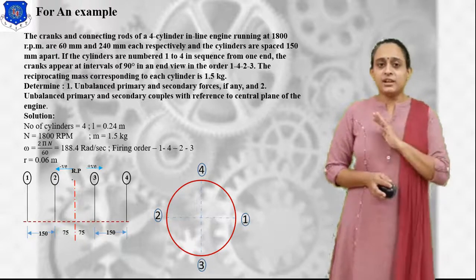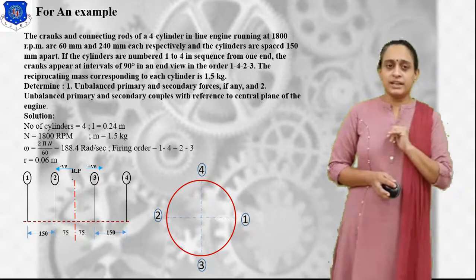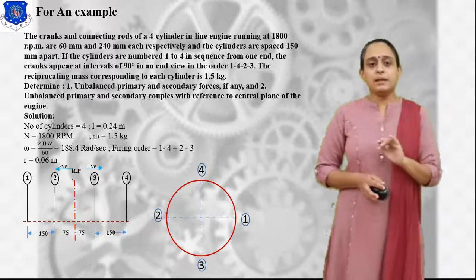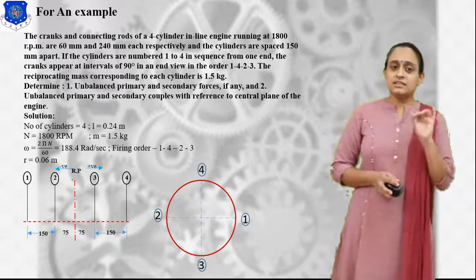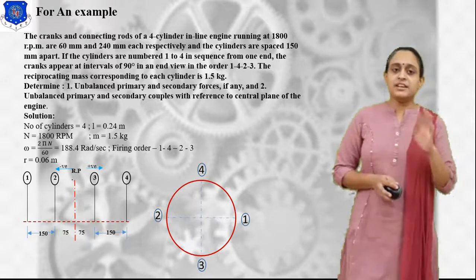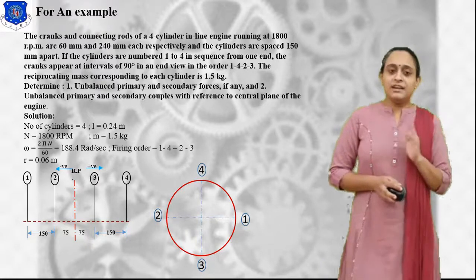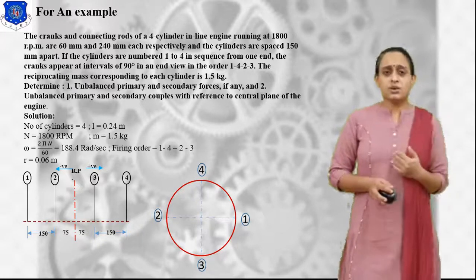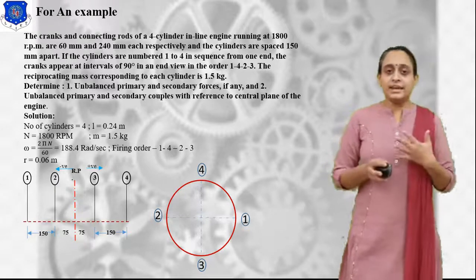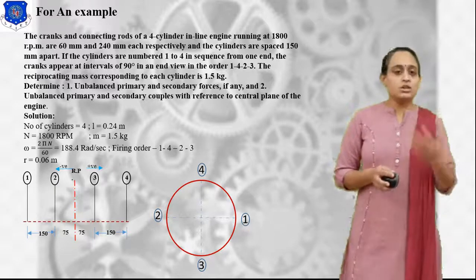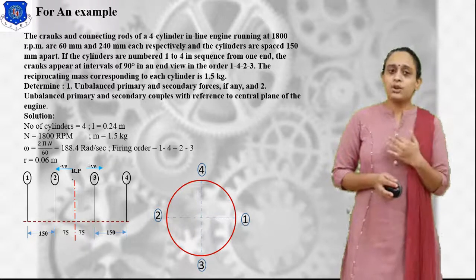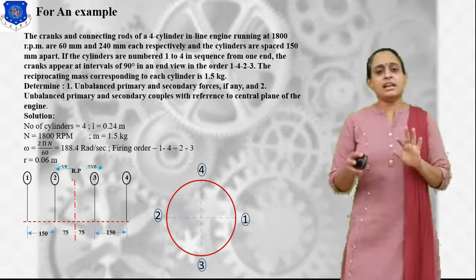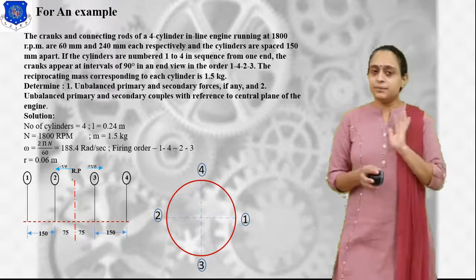Crank and connecting rod. It means the first value should be of the crank and the second value of the connecting rod, which are 60 mm and 240 mm. It means the crank is 60 mm, so we write radius r is equal to 60 mm, and we need to convert it to meter, which means 0.06 meter. The connecting rod is 240 mm, so we also convert it to meter, so it is 0.24 meter. Each and every crank has the same connecting rod and the same radius.